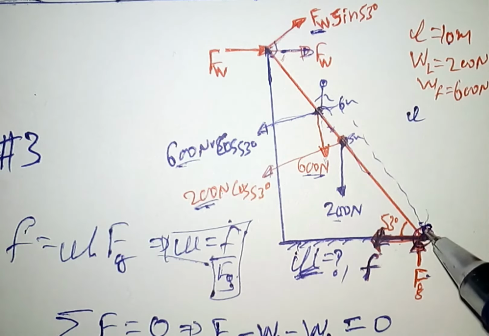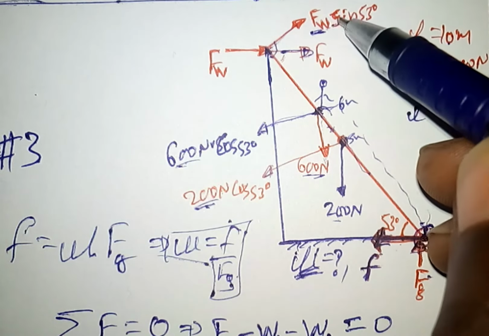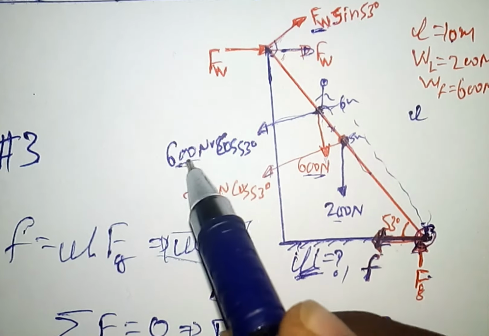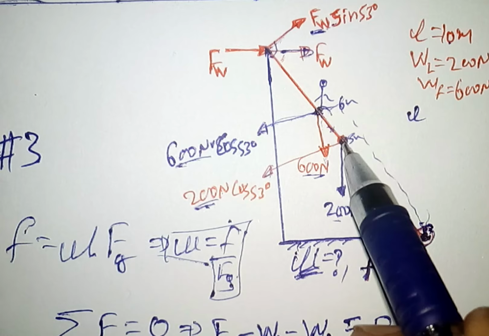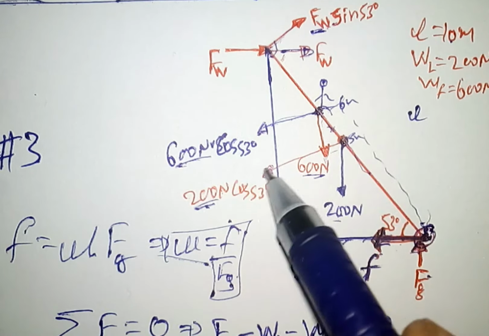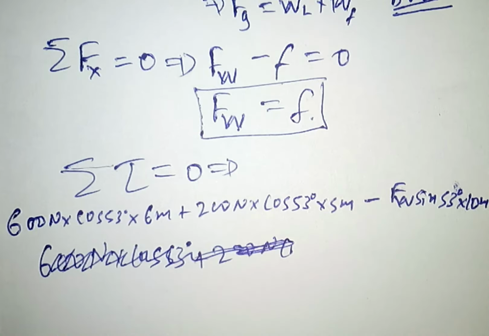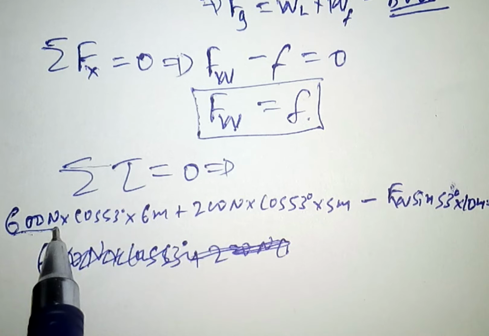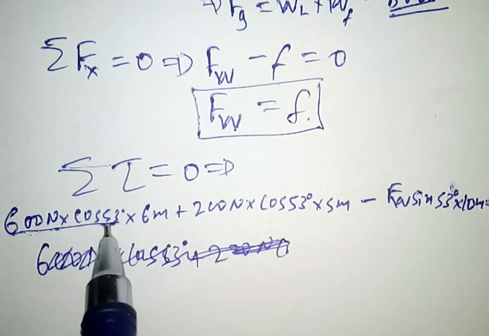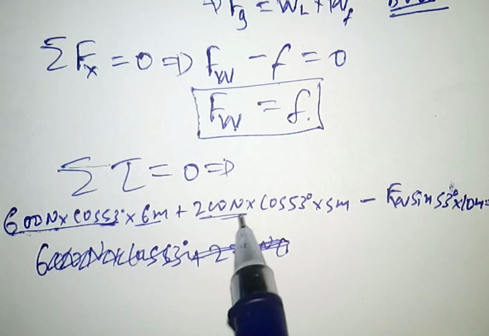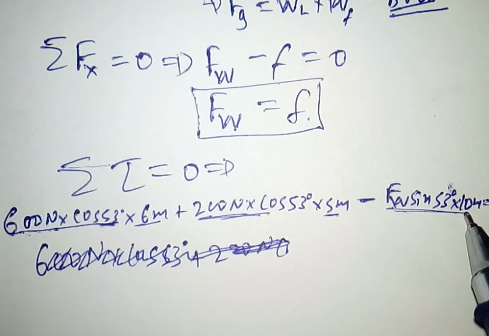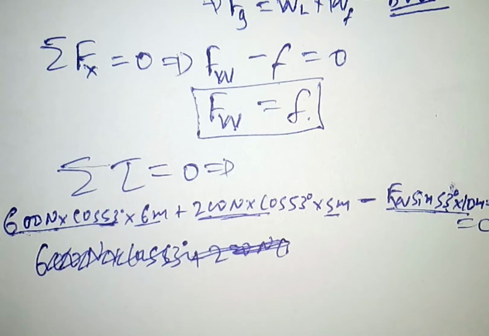If we take the base of the ladder as the hinge, Fw sin theta is causing the torque in the clockwise direction, and the components of the weight of the firefighter and the components of the weight of the ladder are causing the counterclockwise torques. So the sum of all the torques is equal to 0. This is the component of the weight of the firefighter at 6 meters, and this is the component of the weight of the ladder, which is at 5 meters, minus this component of the normal force from the wall. So these sums are simply equal to 0.